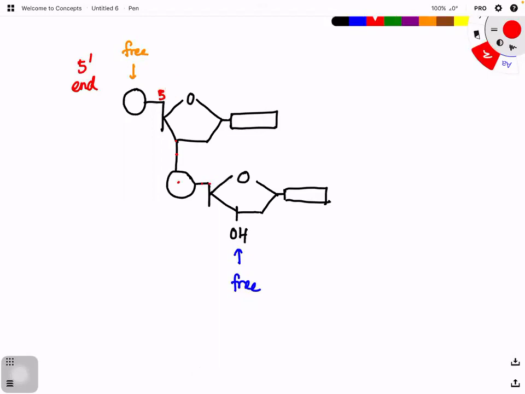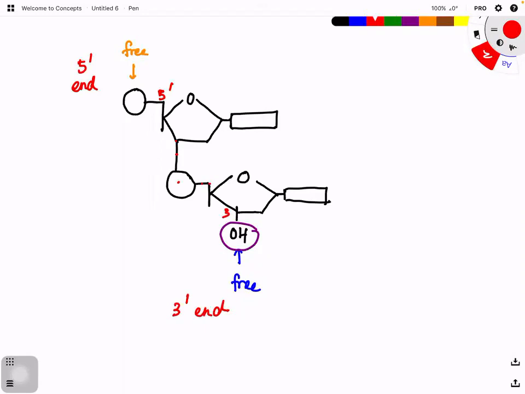How about this? Now, next, the OH group is a free end here, right? No one joined the OH group, right? So the OH group is joined to carbon number 3. So this part is the 3' end.